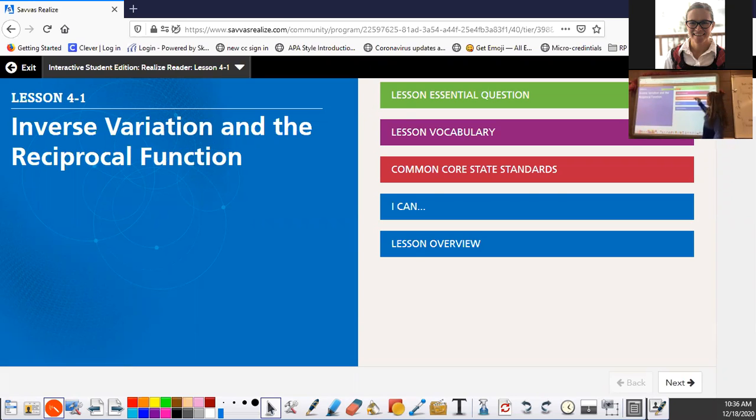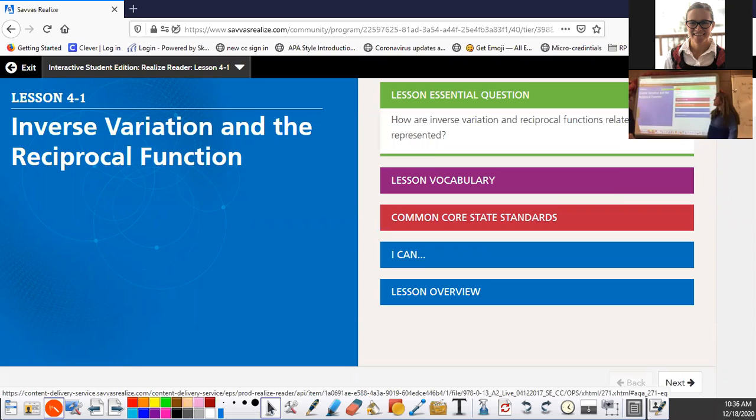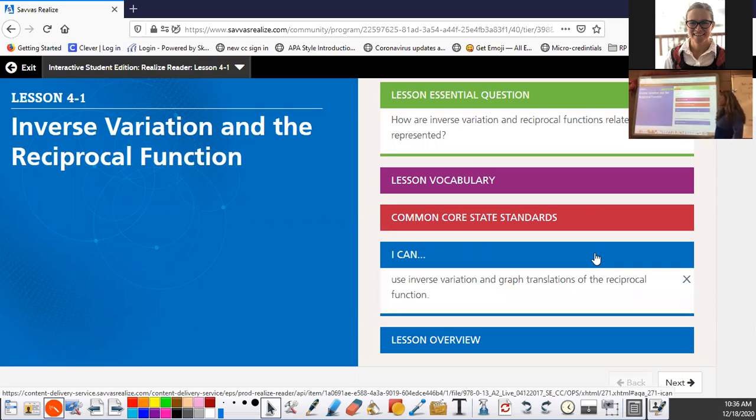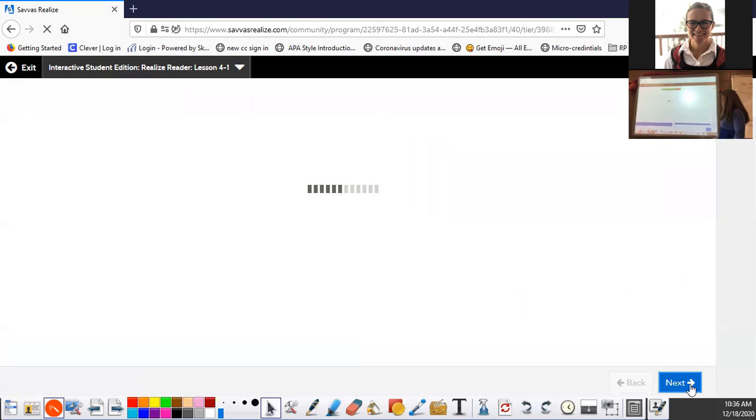The essential question that we'll be looking at this section is how are inverse variation and reciprocal functions related and represented? Hopefully by the end of the section you can use inverse variation and graph translations of the reciprocal function. And I'm kind of excited because we've done so much with transformations that I think you're not going to have too much trouble moving that parent function around.